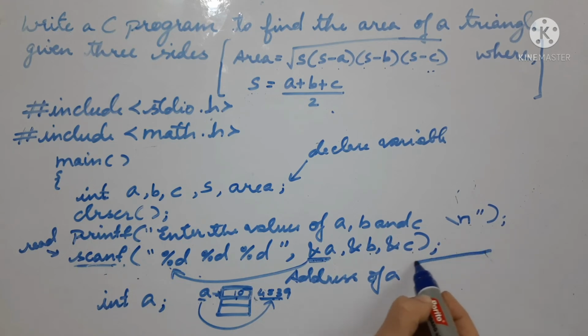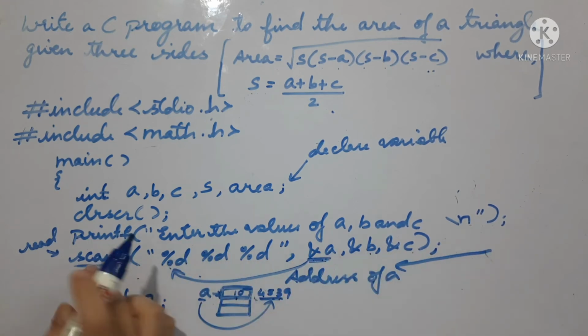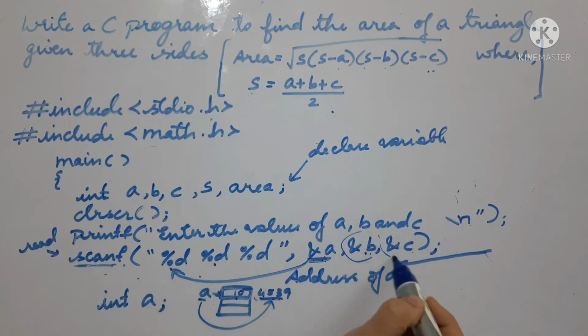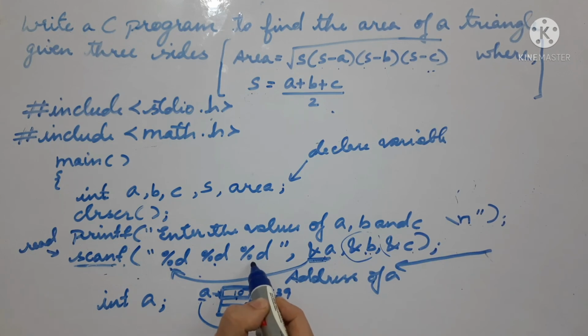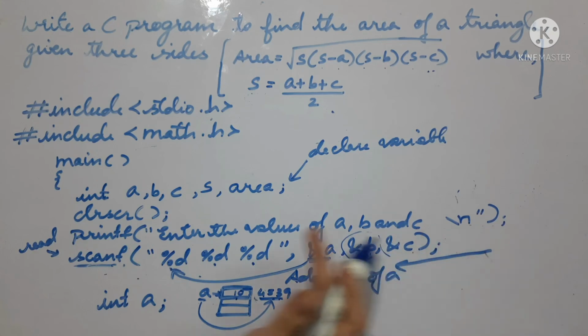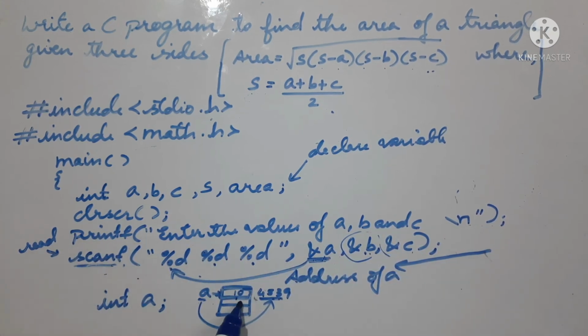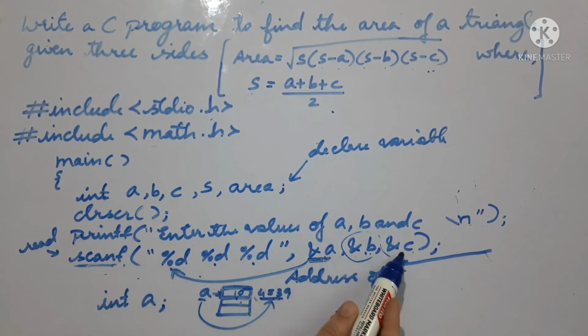The computer will read in this way. Whatever value is stored in a will be read and fetched here. Whatever value is stored in b will be fetched here. Whatever is stored in c will get fetched here. So this is how the assignments take place, from right to left. Clear? So this is the basic idea why we make use of the & symbol.